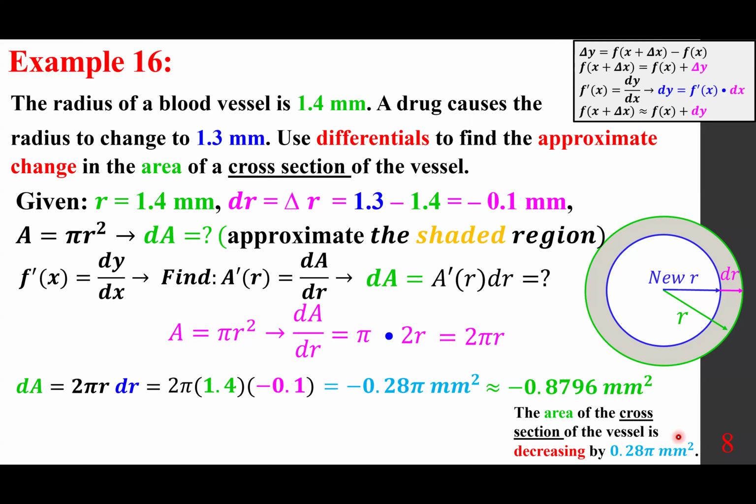Now, this is easy enough that for the shaded region, we can come up with the exact answer, delta A. What is the exact answer? Well, pi r squared. Use 1.3, so pi times 1.3 squared, minus pi r squared. Use 1.4. So pi times 1.4 quantity squared, the difference. So I have factored out the pi, 1.3 squared minus 1.4 squared. And look at this, how close it is. Negative 0.27 pi millimeters squared. Again, this is easy enough that delta A is really not too bad. But understand delta A and dA are close, and that's the idea here.